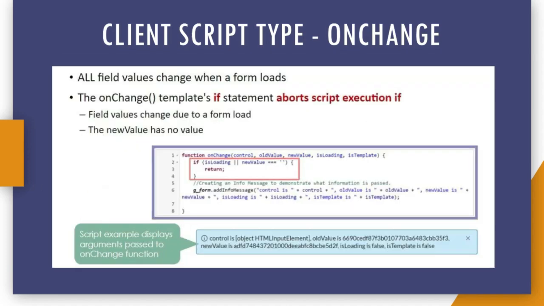So we can see here that all field values change when a form loads. The onChange template's if statement aborts script execution if field values change due to a form load, or if the new value has no value. At that point of time this particular code, which is highlighted here, is used. The script example displays the arguments passed to the onChange function.